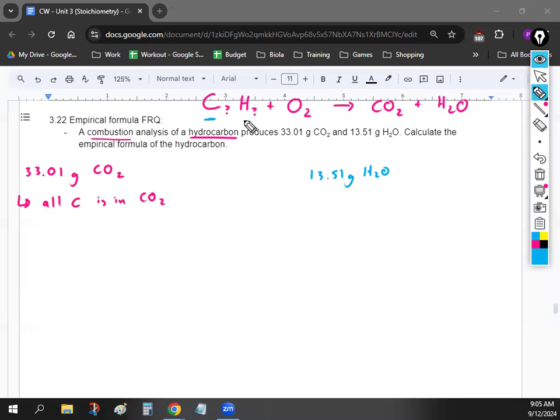Okay, the other component of the hydrocarbon is hydrogen. Where does all the hydrogen end up? H2O. So let's jot that down too, okay? So all of the hydrogen is in H2O. Okay, so what we should be able to observe is that all the carbon ends up in CO2, all of the hydrogen ends up in H2O, okay? So if you can figure out how much carbon is in the CO2, then you can figure out how much carbon was inside of this hydrocarbon. If you can figure out how much hydrogen there is in H2O, you could figure out how much hydrogen there was originally in that hydrocarbon.